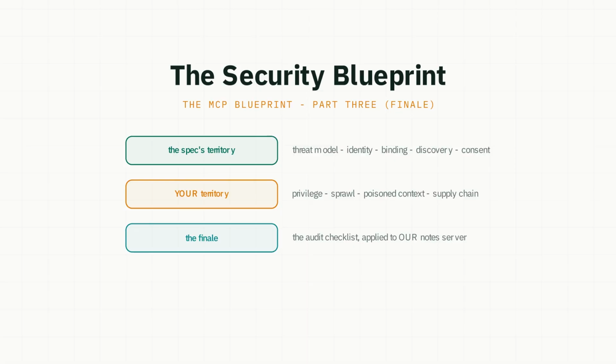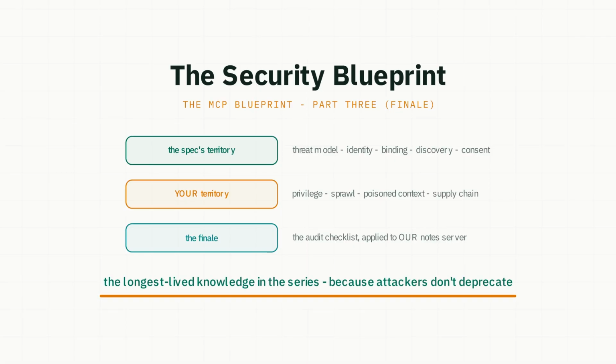Client identity and the consent machinery, then the part the spec cannot do for you, least privilege as architecture, permission sprawl, poison context, and supply chain, and the finale, the audit checklist applied line by line to our notes server. Everything checked against the current authorization specification, linked below. This is the longest-lived knowledge in the series because attackers don't deprecate.